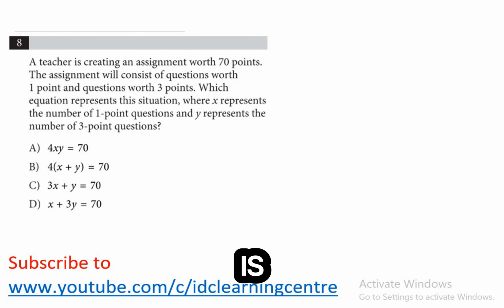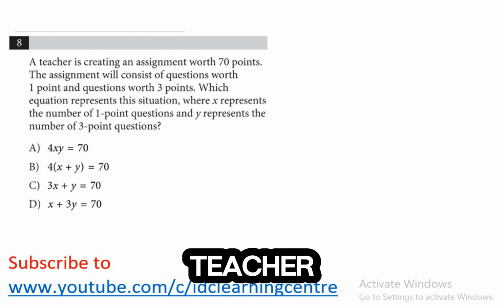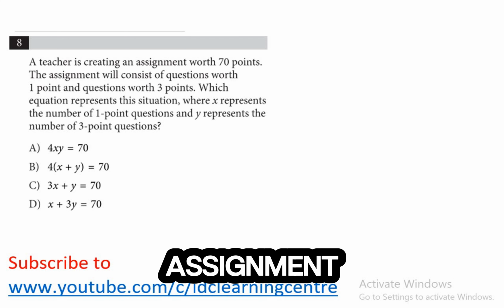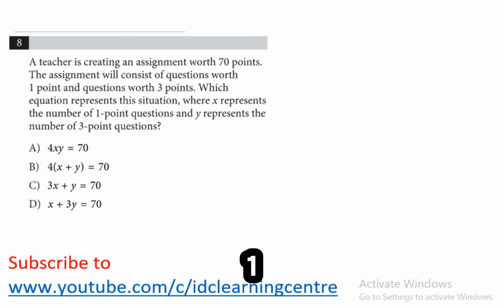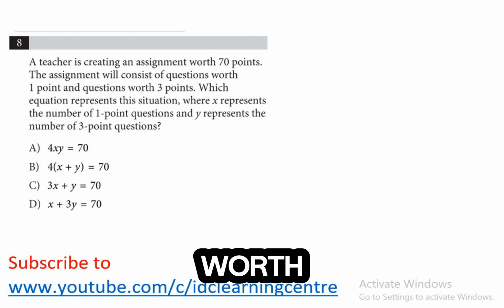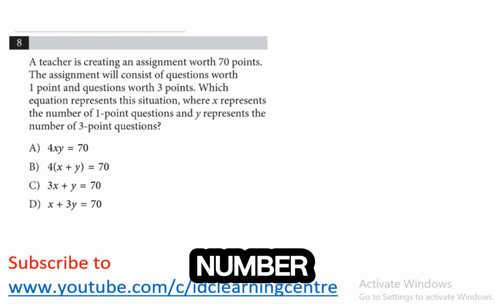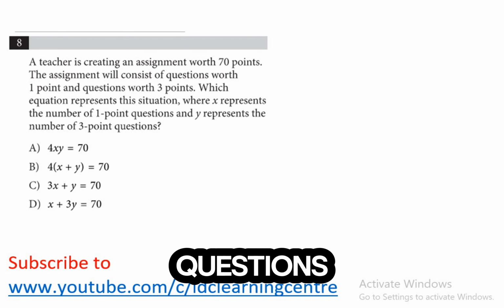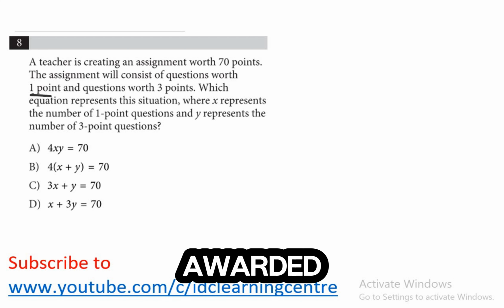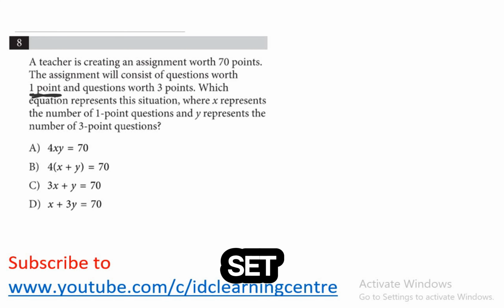That is question 8. Alright, here we have a teacher creating an assignment worth 70 points. The assignment will consist of questions worth 1 point and other questions worth 3 points. Now, we were told to find which equation represents this situation, where x represents the number of 1 point questions and y represents the number of 3 point questions. Mind you, we have two sets of questions. The first set of questions are awarded 1 point, and the other set of questions are awarded 3 points.